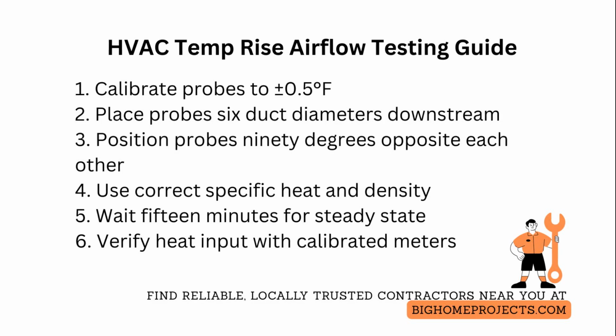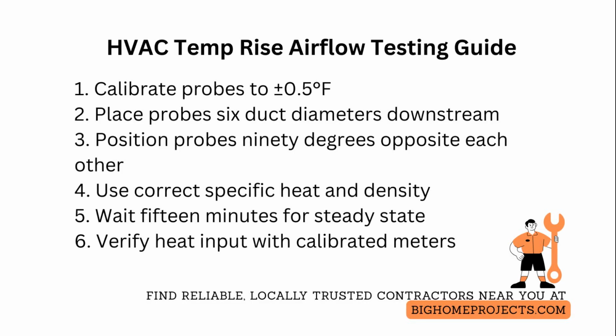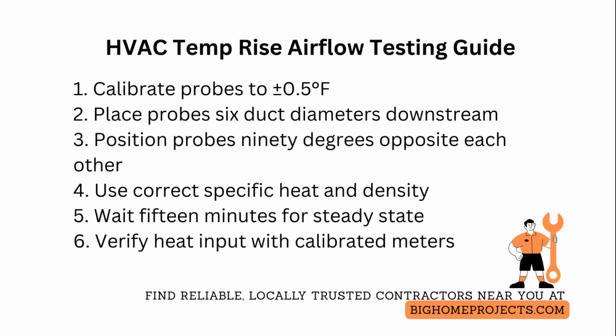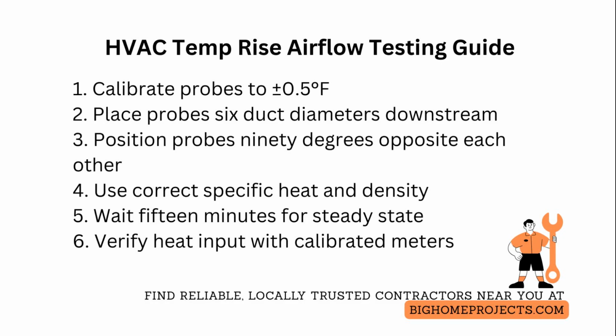Place probes at least 6 duct diameters downstream of any fitting or transition and opposite each other 90 degrees around the duct to average velocity profile. Mark and secure probe positions so readings do not shift during the test. Use the correct specific heat and air density values for current dry bulb temperature and barometric pressure. Compute air density from known elevation if you are above 500 feet.